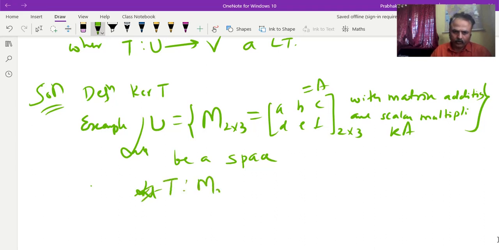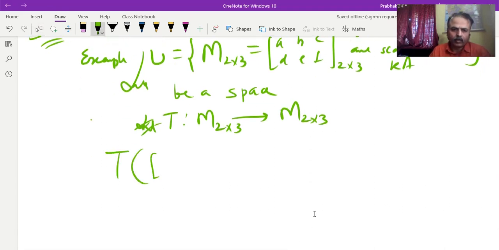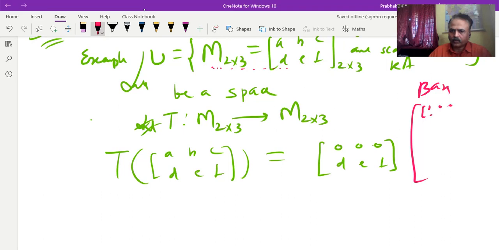Let T from M2 cross 3 be given by: if I take any element of this space like A, B, C, D, E, F, after taking the image, let the first row become 0, second row remain as it is. Now just a reminder, the basis for this needs 6 linearly independent vectors. So the basis is like 1, 0, 0, 0, 0, 0 as the first vector, 0, 1, 0, 0, 0, 0 as the second vector. Like that, this 1 goes on through all the positions, the rest remaining 0. The last vector you can guess: 0, 0, 0, 0, 0, 1.